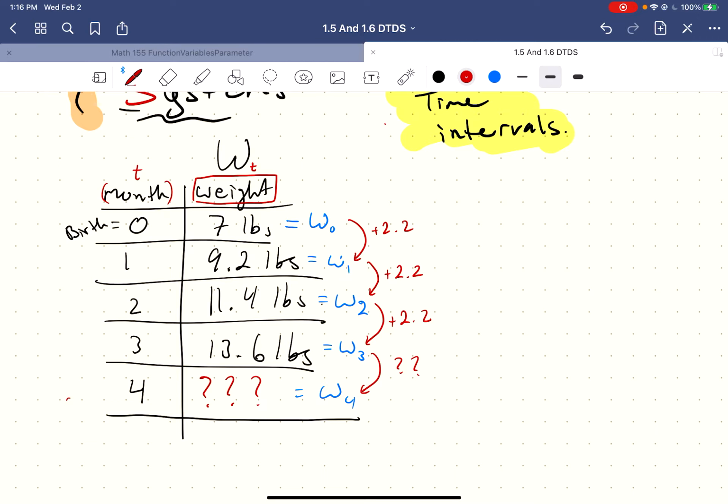Well, we don't know, right? But that's what we're trying to guess. And so maybe a reasonable guess would be that we're going to gain 2.2 pounds. And if that's what happens, then we can fill in our guess, and this would be 15.8. Okay? And yeah, I do think that's a reasonable guess. So I think this is a question that many of you, if not all of you, could probably approach, and you came up with some kind of guess like this. But now we want to mathematize it.